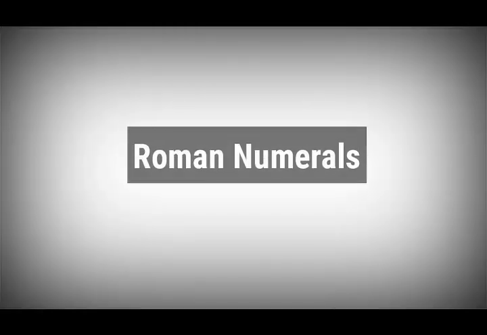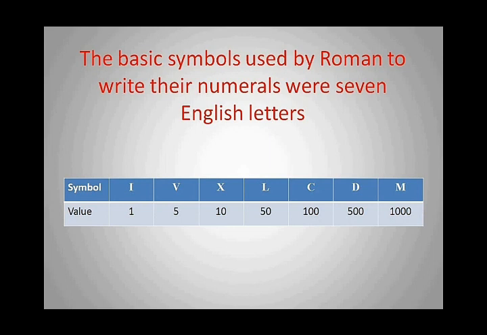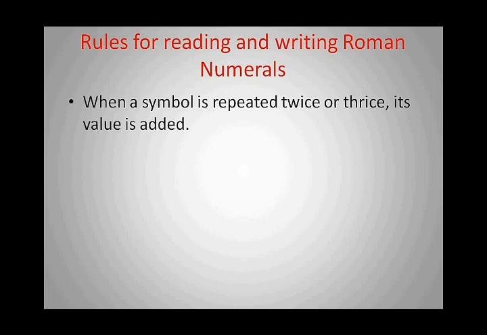Now let us discuss Roman numerals. The basic symbols used to write the Roman numerals are given in the table below. I stands for 1, V stands for 5, X stands for 10, L stands for 50, C stands for 100, D stands for 500 and M stands for 1000. Rules for reading and writing Roman numerals are as follows.